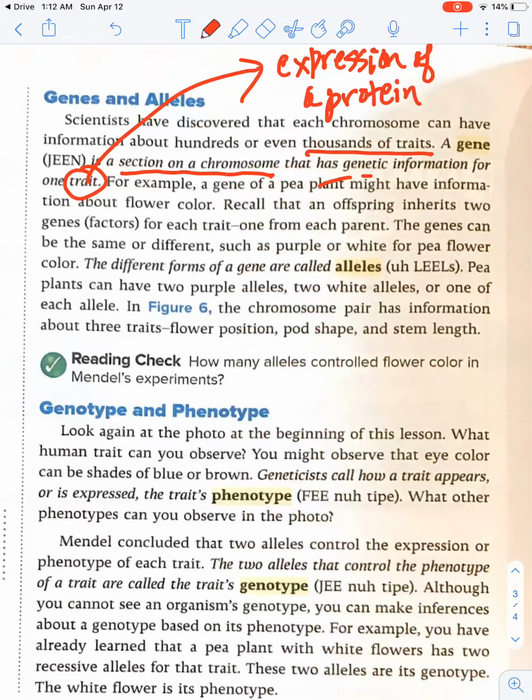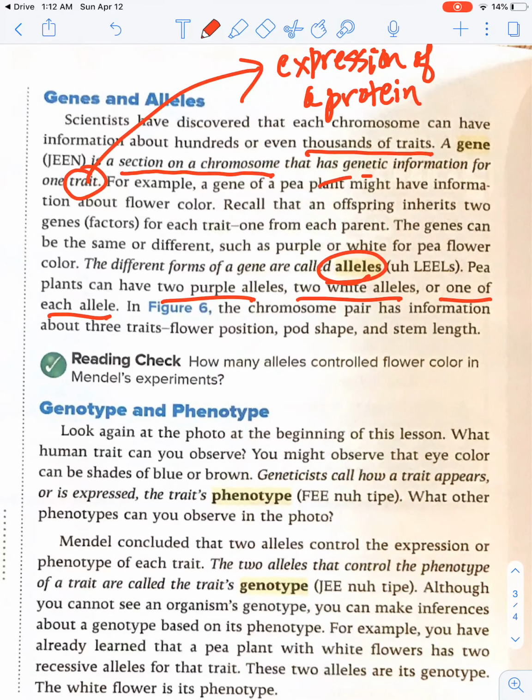So for example, a gene of a pea plant might have information about flower color. Recall that an offspring inherits two genes or factors for each trait, one from each parent. The genes can be the same or different, such as purple or white for pea flower color. The different forms of a gene are called alleles. Pea plants can have two purple alleles, two white alleles, or one of each allele. We're going to be talking about that.